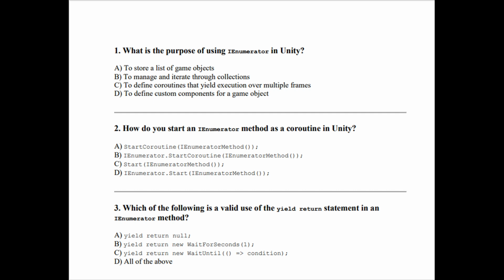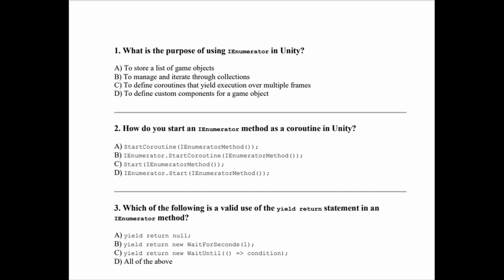So question number 2 is, how do you start an enumerator method as a coroutine in Unity? It's StartCoroutine and then the enumerator method. For example, we did change color, move our player, and then a countdown. What we did is write StartCoroutine and then write down the name of the enumerator method. That's basically the coroutine. So option number 1 is correct, and all others are false. You need to be familiar with the context, how to write the coroutine.